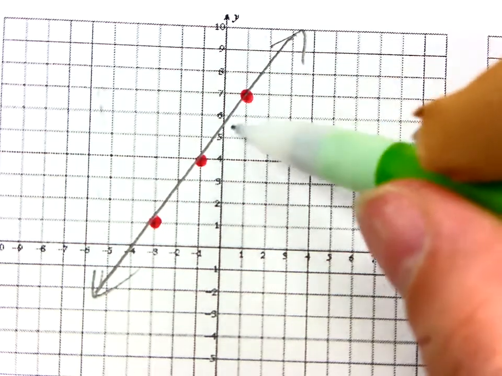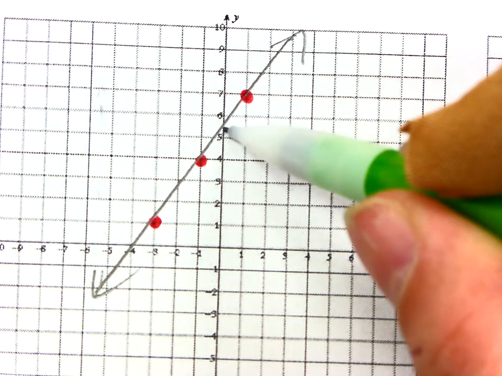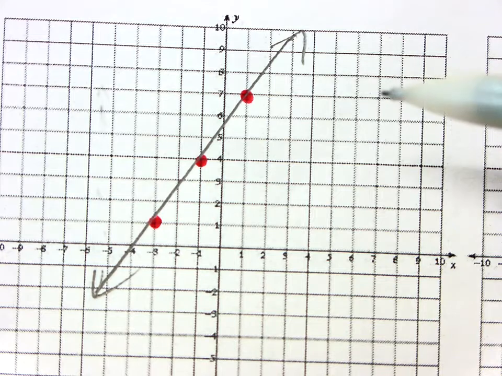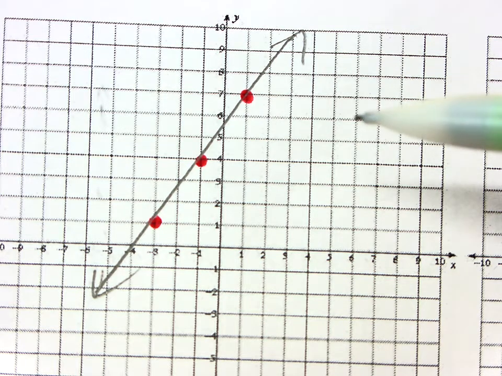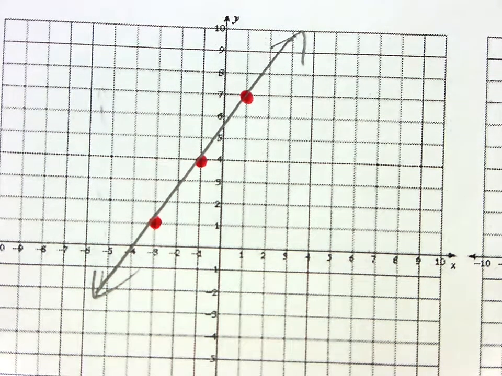I run into a problem right here because I don't know exactly where the line is crossing the y-axis. Is it at 5.5? Is it at 5.6? I have no idea. I can't venture a guess. It's not crossing perfectly at one of the numbers. So I don't know what my y-intercept is right now. Well, what are you going to do then?